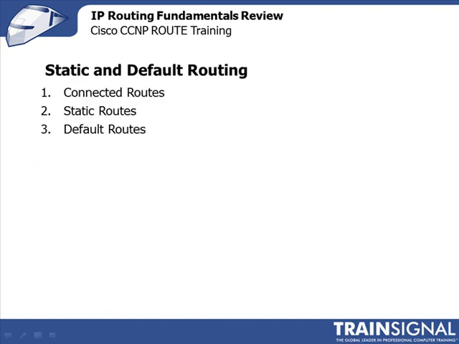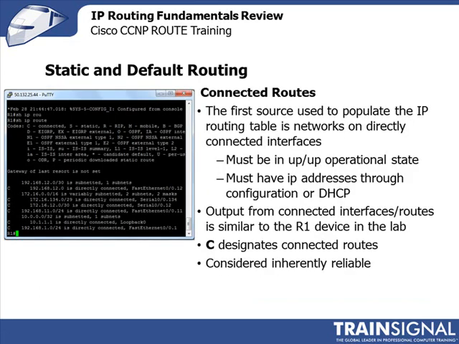No discussion of IP routing would be complete without touching on the subject of static routes and default routes. And specifically under this particular part of the lesson, we're going to look at connected routes, static routes, and default routes. Connected routes represent the very first source of information for populating the IP routing table. But there are several caveats. It just doesn't happen auto-magically, as I like to say.